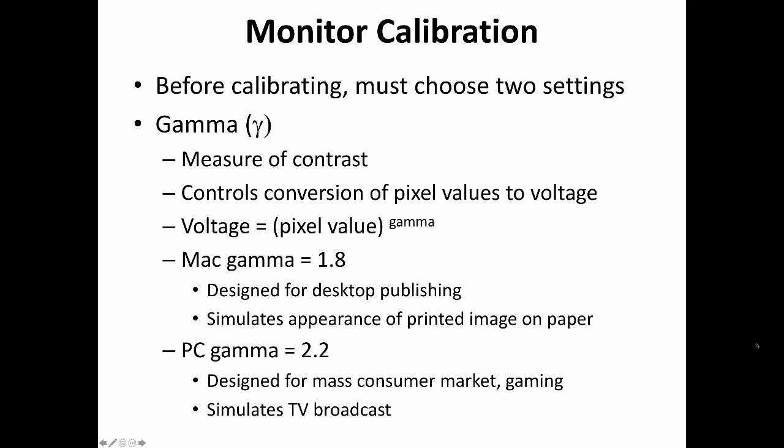Now, there's some interesting history about how different computer companies chose values of gamma for their different computer systems. When the Apple Macintosh computer was released in 1984, Apple really wanted to create a computer that was designed specifically for desktop publishing. The Mac was released at about the same time as the Apple LaserWriter, which was the first commercially available desktop laser printer.